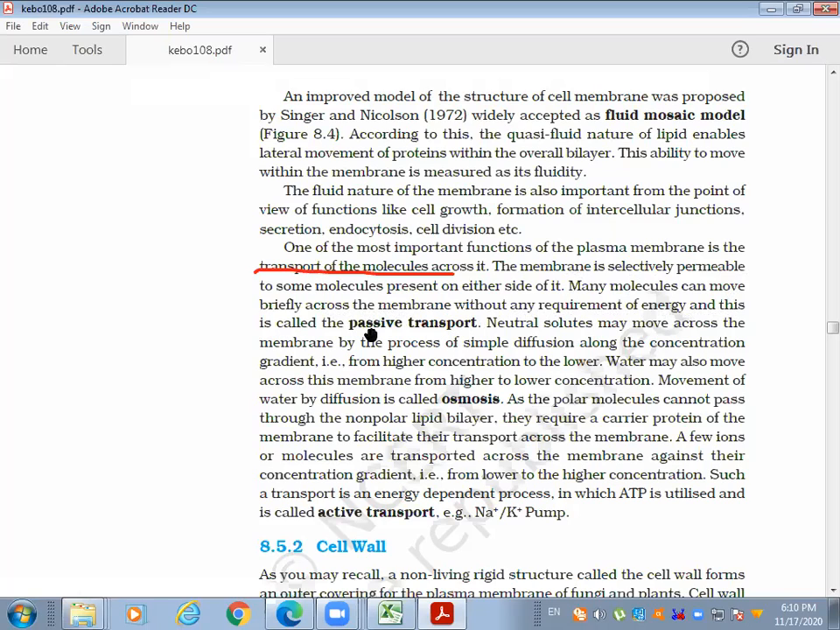Many molecules can move freely across the membrane without any requirement of energy. Without any requirement of energy, we call it passive transport.